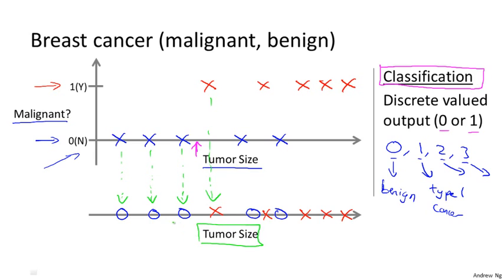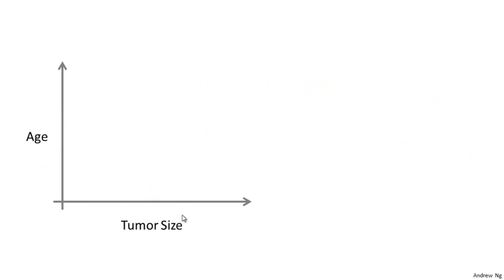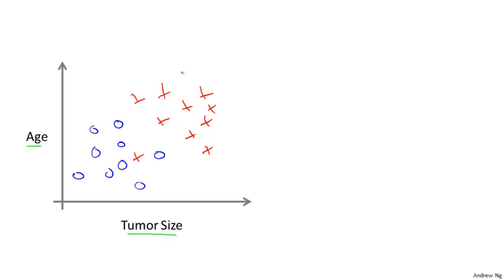In other machine learning problems, we may have more than one feature or more than one attribute. Here's an example. Let's say that instead of just knowing the tumor size, we know both the age of the patient and the tumor size. In that case, maybe your data set would look like this, where I may have a set of patients with those ages and that tumor size. It may look like this, and a different set of patients that look a little different, whose tumors turn out to be malignant, as denoted by the crosses.